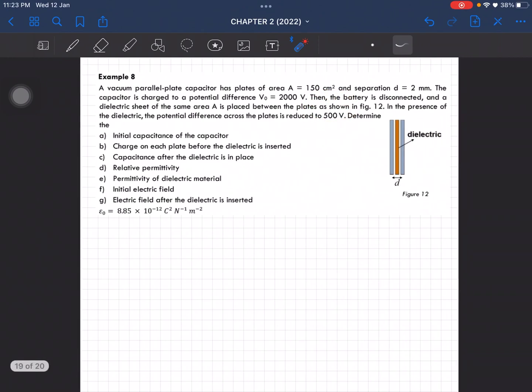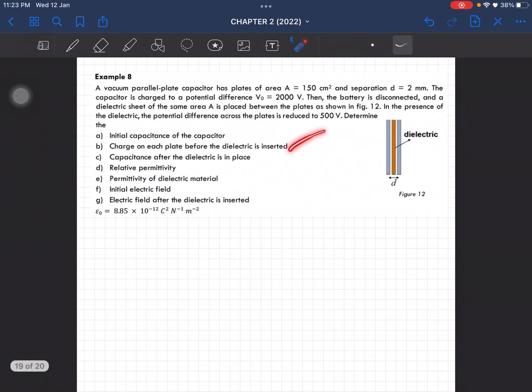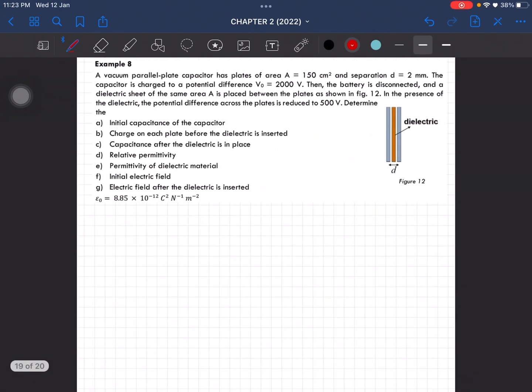So determine the initial capacitance of the capacitor, charge on each plate, capacitance after the dielectric is in place, relative permittivity, permittivity of dielectric material, initial electric field, and lastly electric field after the dielectric is inserted. Okay, so first let us extract the information we have.